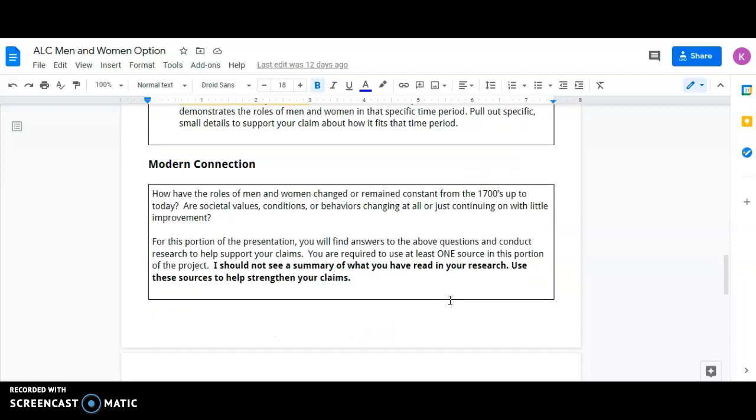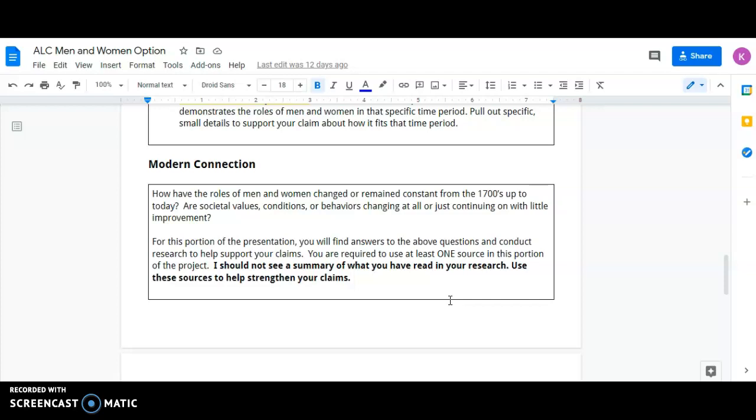For your modern connection slide, you're going to think about how your topic has changed or remained constant from the 1700s to today. Are the values or conditions changing at all, or is it just continuing on with very little improvement? So for this portion of the presentation, you will find answers for the above questions and conduct research. You are required to use at least one source in this portion of the project.